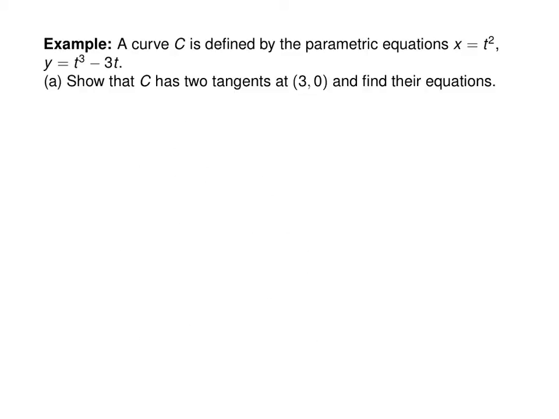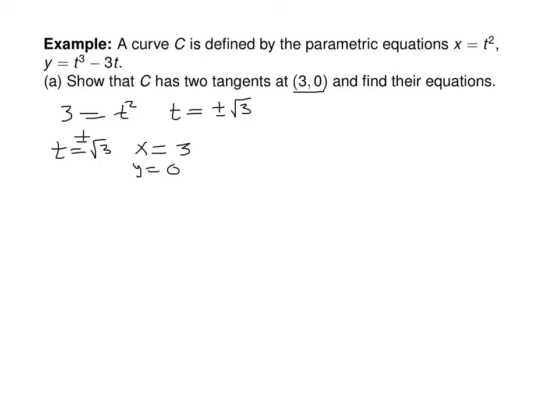Curve C is defined by the parametric equations x equals t squared and y equals t cubed minus 3t. Show that C has two tangents at (3, 0) and find their equations. If we have the point (3, 0), we know that x is 3. So 3 is equal to t squared, which implies that t is equal to plus or minus root 3. For both positive and negative root 3, x is equal to 3 and y is equal to 0. So we have two tangents there.